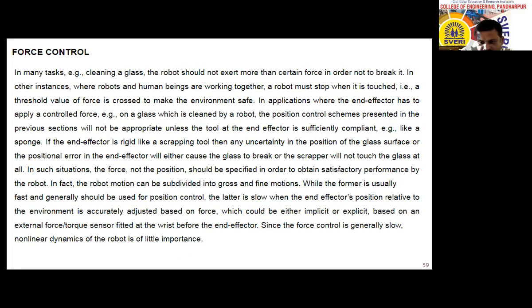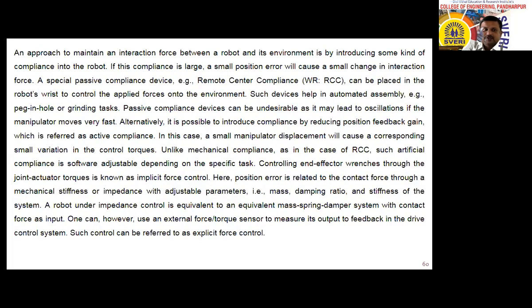Since the force control is generally slow, non-linear dynamics of the robot is of little importance. An approach to maintain an interaction force between a robot and its environment is by introducing some kind of compliance into the robot. If this compliance is large, a small position error will cause a small change in interaction force. A special passive compliance device, for example, remote center compliance, can be placed in the robot's wrist to control the applied forces onto the environment. Such devices help in automated assembly, for example, peg in hole or grinding tasks.